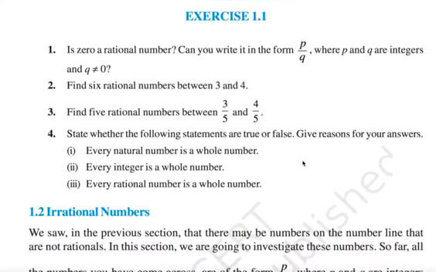Let's now look at exercise 1.1. Is 0 a rational number? Yes, 0 can be expressed as 0 by 1, 0 by 2, 0 by 4, 0 by minus 1, like that. So that is a rational number.